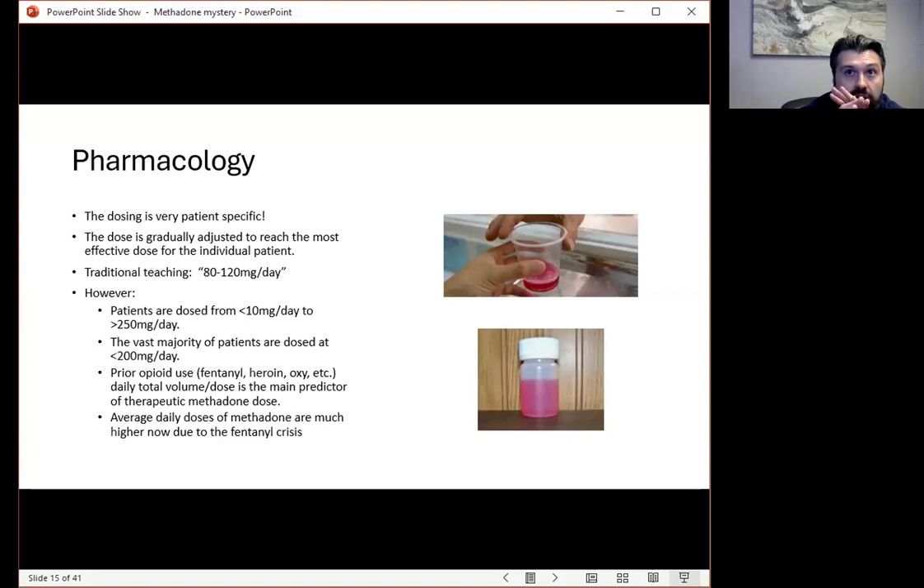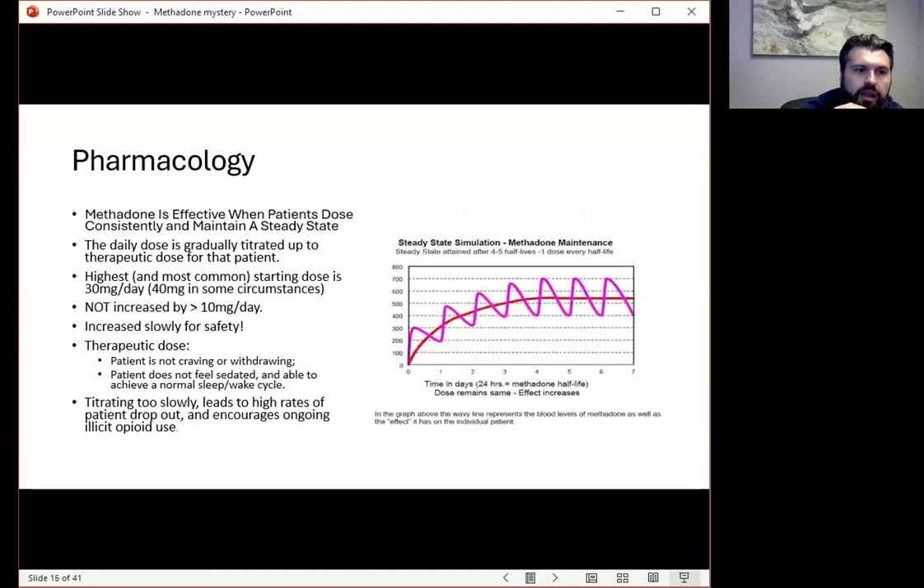I will say that this is a historic number, and it has been changing a little bit with fentanyl, especially with the high tolerance from fentanyl usage. We have been seeing patients that may sometimes require higher doses than what has previously been thought of as a stable dose. And that's a big deal when it comes to dosing. So, methadone is really effective when patients dose consistently and maintain a steady state. They have to take the dose pretty much every day to make sure that they get into a therapeutic range. Like I mentioned before, the dose is gradually titrated up to hit that therapeutic dose for that patient.